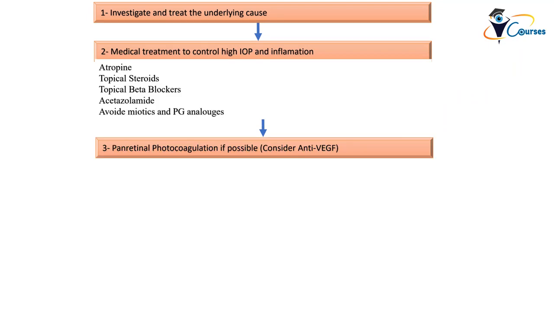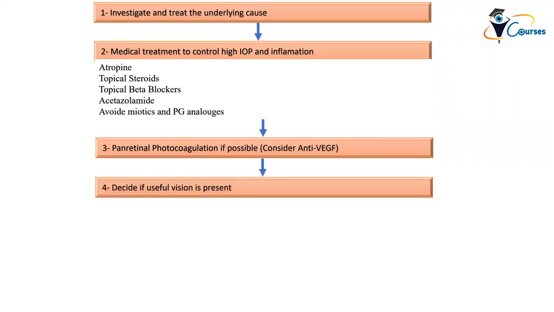Pan-retinal photocoagulation, if possible. The medication that you gave to the patient is just to prepare him for the definitive management, which is the pan-retinal photocoagulation. This is what will target the pathology. But sometimes those patients could have a very small pupil from fibrosis and posterior synechia. So in those patients, you may consider anti-VEGF.